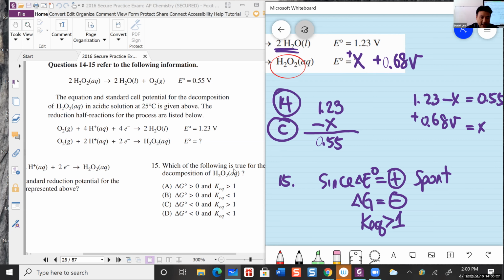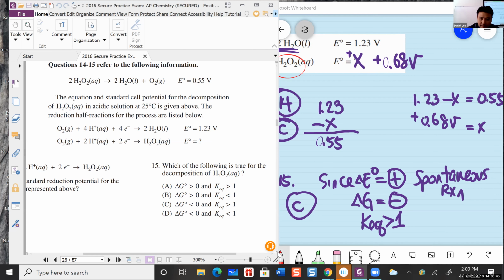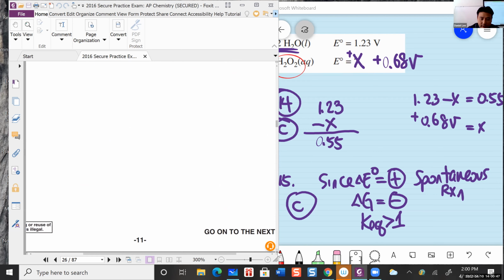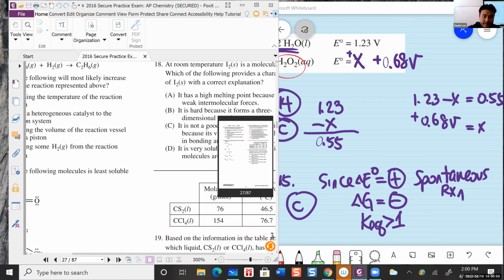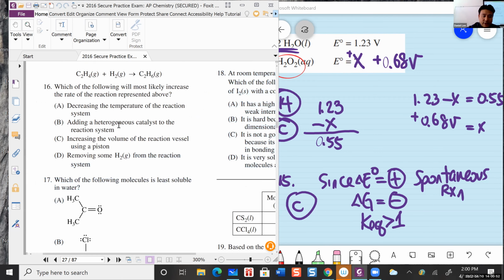you favor products. So for 15, which one says delta G is negative, equilibrium constant greater than 1? The answer is C as well. Yeah, only C: delta G is less than 0, and the equilibrium constant is greater than 1. And that is always true if your equation is spontaneous. Okay, so we got 15. So far, they're very easy, right? Number 16.